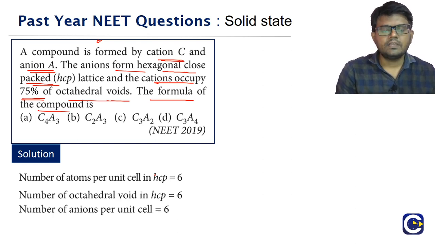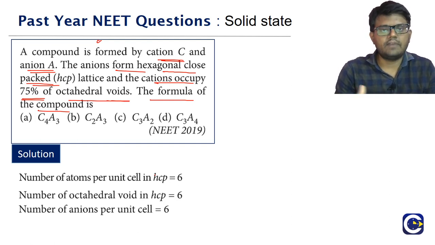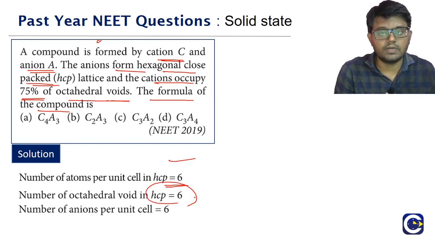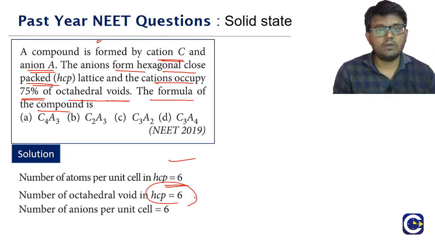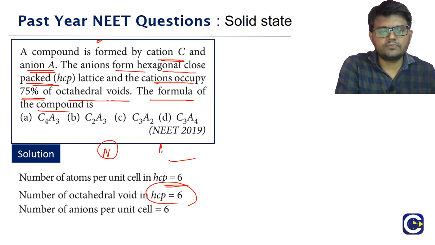And the number of octahedral voids in any type of lattice will be equal to the number of lattice points. Means if the number of atoms per unit cell of the HCP is 6, then the number of octahedral voids also will be equal to 6. The number of tetrahedral voids will be double the count. It will be 2n. If n is the number of total lattice points, octahedral voids will be n. Tetrahedral voids will be 2n.